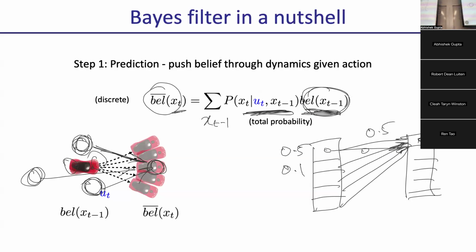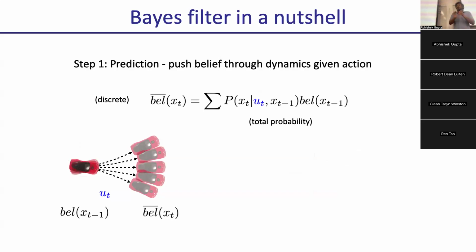Does it make sense intuitively? They're all the places I could be. How likely are they to transition to a particular next state? And you have to compute this for every single next state. Okay. Intuitively, it kind of looks like the law of total probability. Let's try and derive it, right?